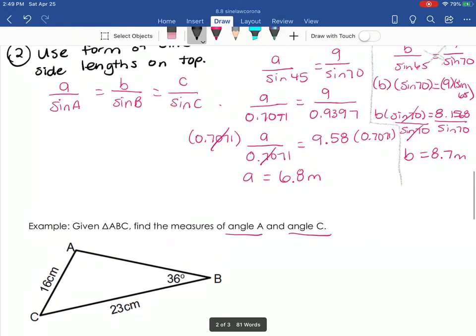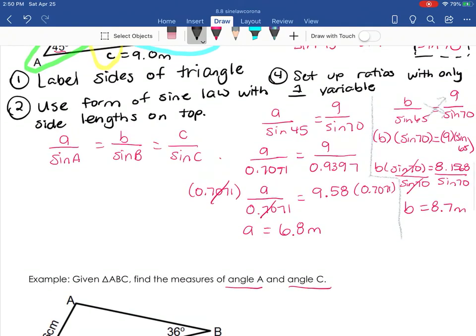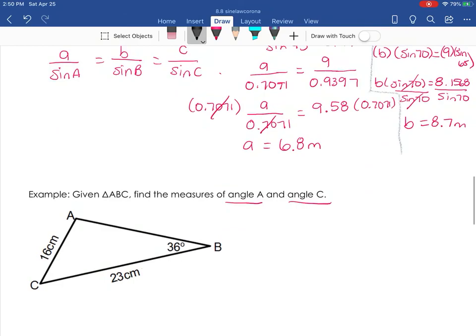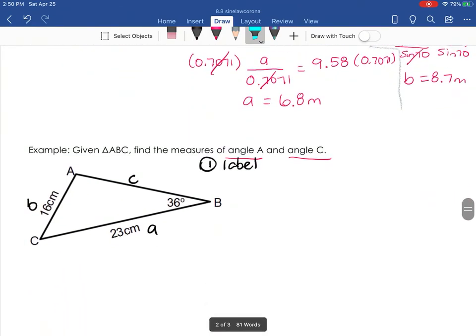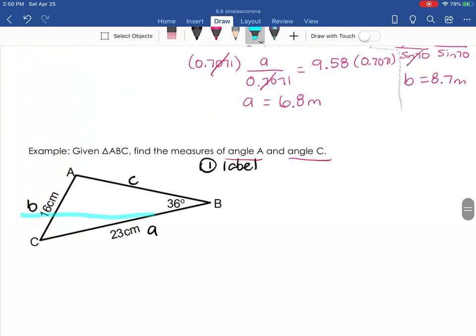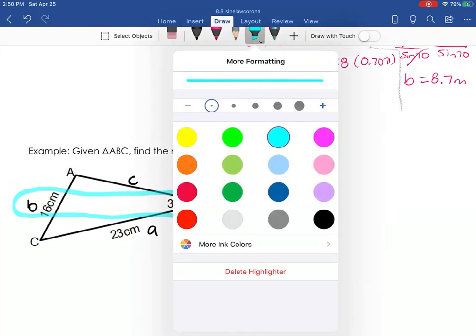Okay, let's do one with angles. So this time we're looking for angle A and angle C. First, number one, I need to label the triangle. I'm going to follow the same steps, but I'm not going to write them out again. I don't think you need to do that. So we have side C across, we have side B, and we have side A.